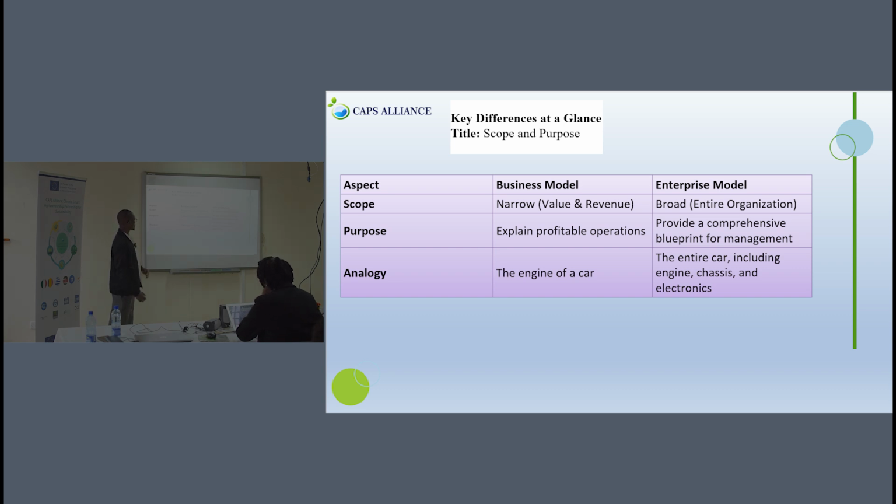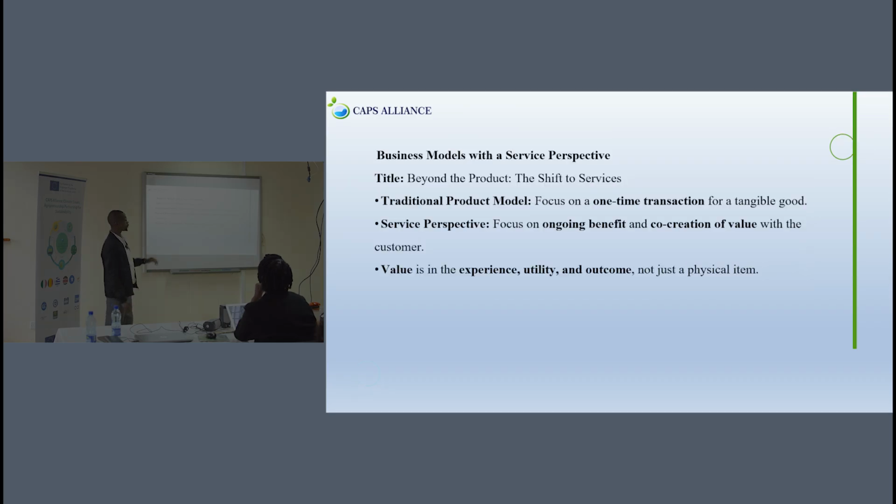Then, under analogy, I want to give an example. Under the business model, we have the engine of a car, so we want to deal with the engine of a car. But at the enterprise model, we look at the entire car, the whole car. How is it assembled? How are these different parts assembled? You look at the chassis, the engine, and then the electronics. That is an example of an enterprise model.